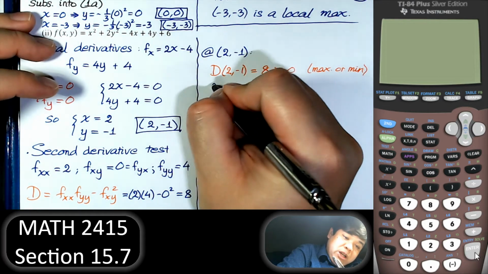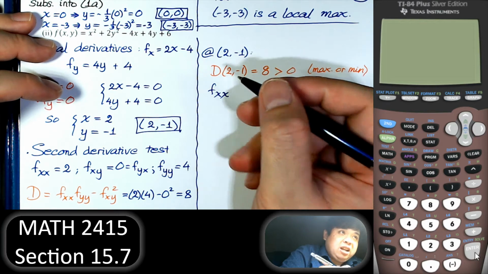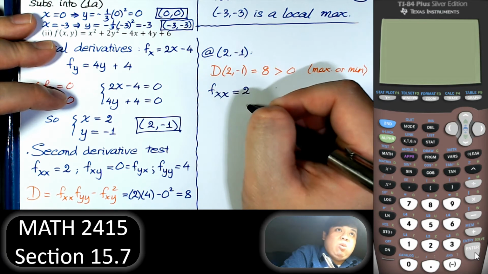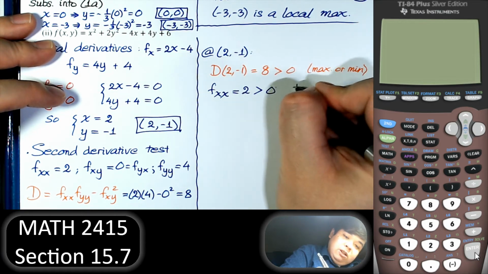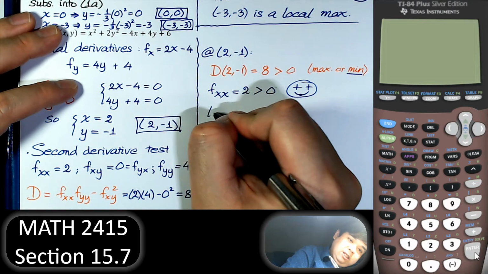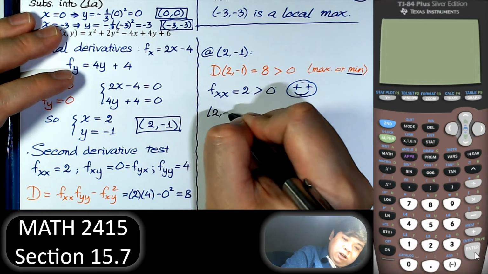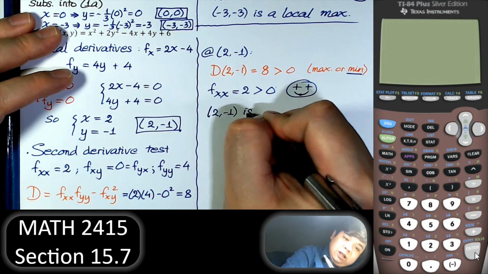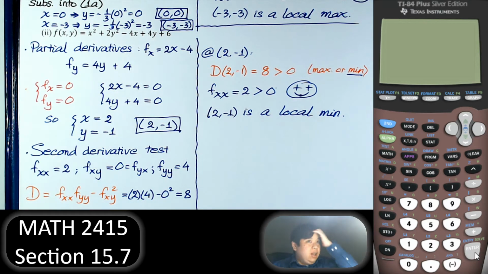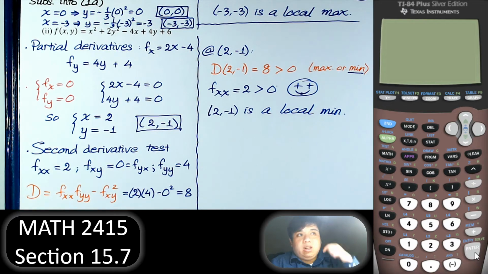So to determine max or min, we have to look at the second derivative, fxx. It is equal to 2 regardless of x or y. We don't have x or y to substitute in. It is positive, so it will be a local min. So we'll say the point 2 and negative 1 is a local min. Right, so simple enough, right? Very straightforward. In this case, it's really easy to find the critical point, and then we just test them with the second derivative test. That's positive, that's positive.